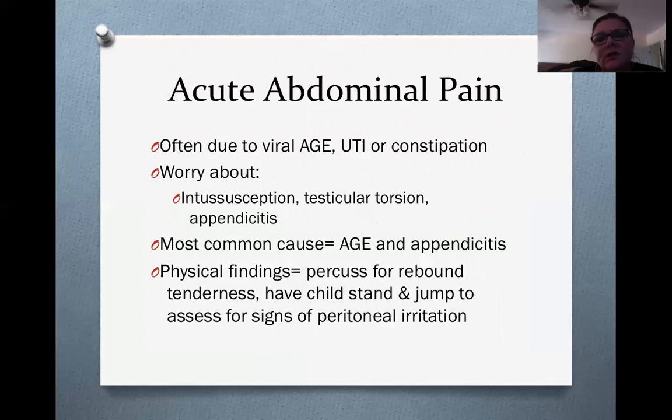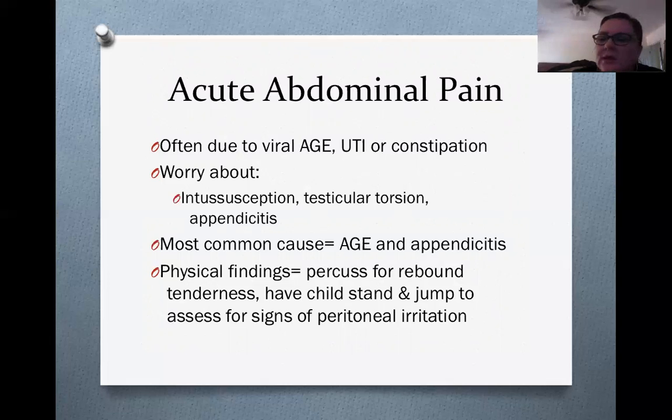So moving on to acute abdominal pain. This is something that we just want to make sure that we don't take lightly or don't miss in the clinical setting. Often acute abdominal pain can just be from gastroenteritis, but it can also be an underlying urinary tract infection. It can be constipation, but there's a couple diagnoses that we don't want to miss, such as appendicitis and intussusception and testicular torsion, which is a referred pain up into the abdomen.